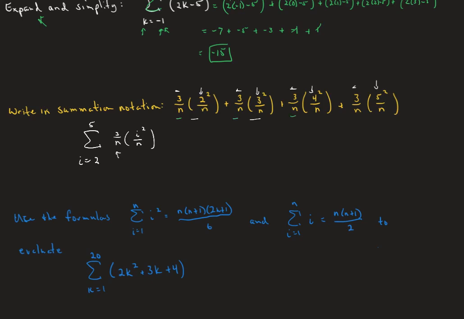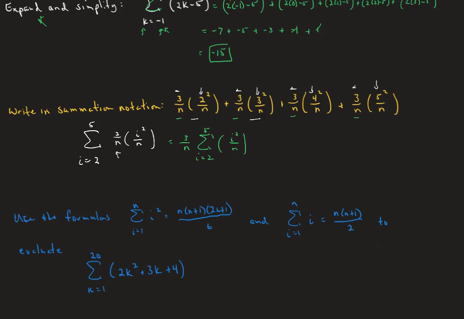These all have 3 over n's in them. You can actually pull that outside of the summation. So we could go then I equals 2 to 5, and we could simplify that to I squared over n. So that would be another version that's correct.